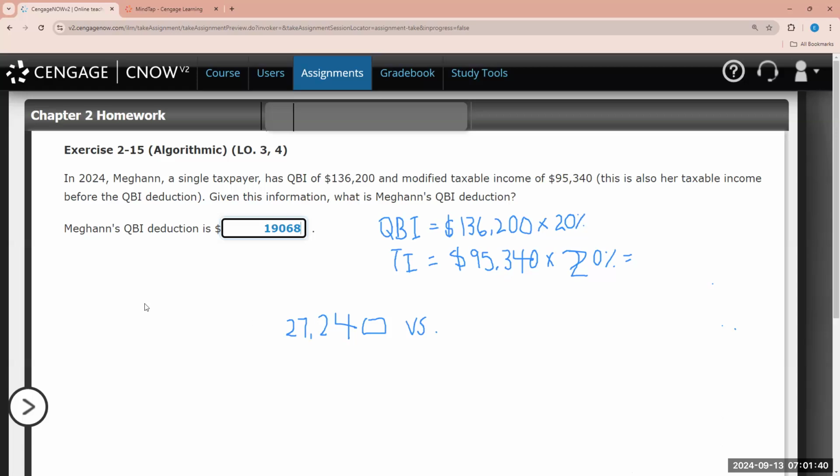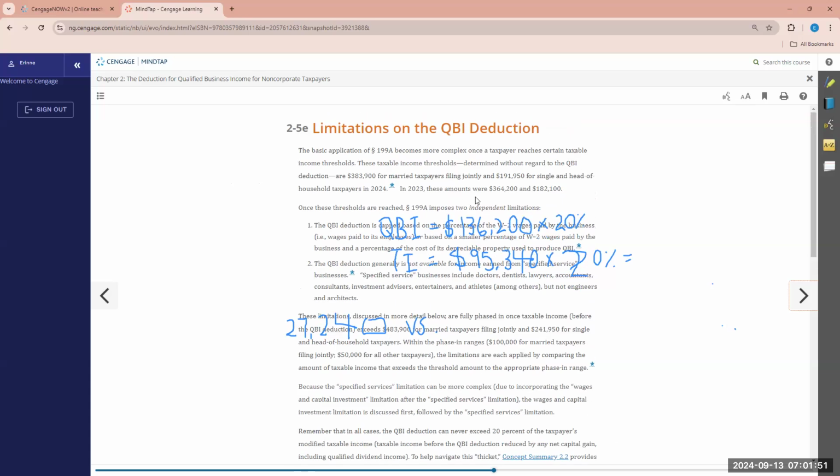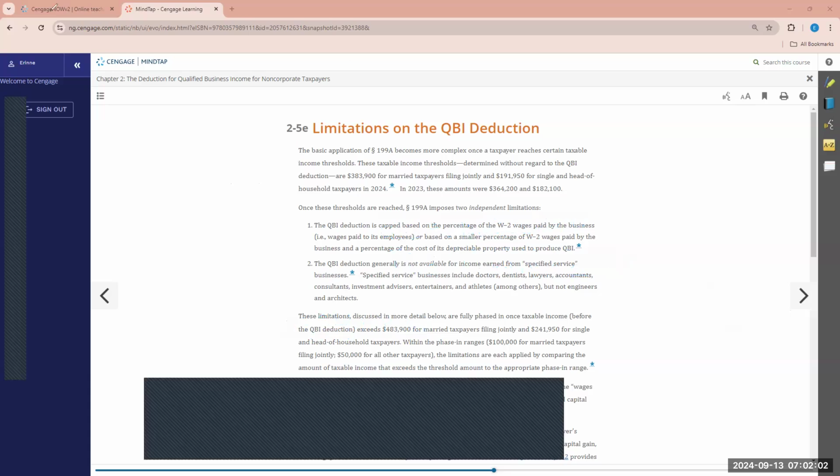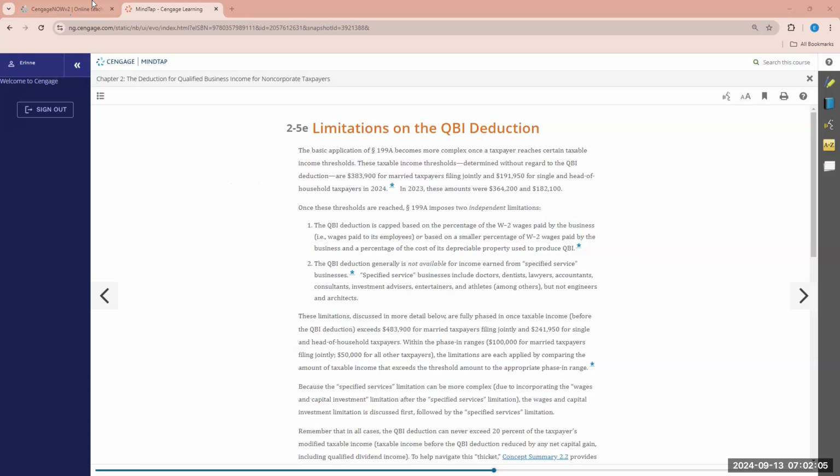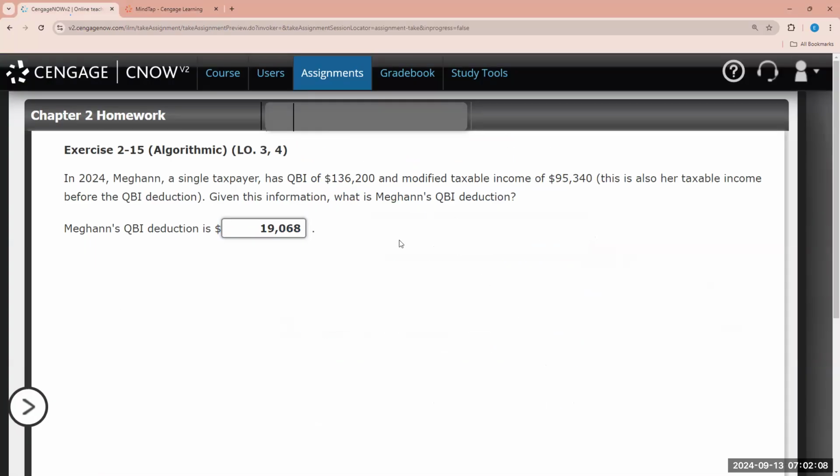So again, to go over it quickly, in order for us to determine the QBI, we see here the taxable income is 95,340. This is far below the limitations. She's single and her taxable income is less than the 191,950. So therefore, I'll clear these drawings. We don't need to worry about any of the limitations. So at the surface level, it's 20% of the qualified business income, which was 27,240, versus 20% of the modified taxable income, which is this 19,068.